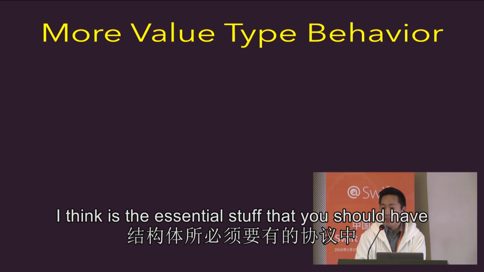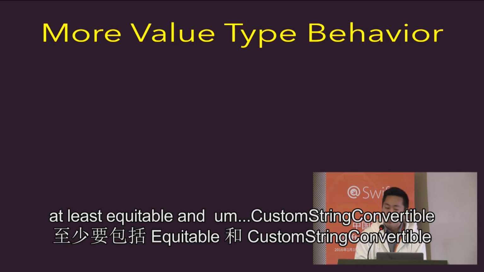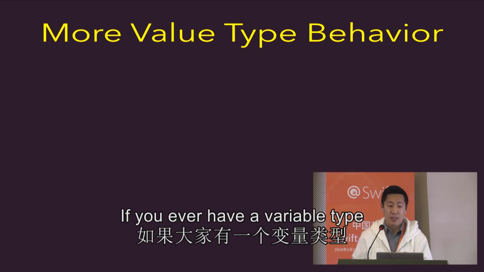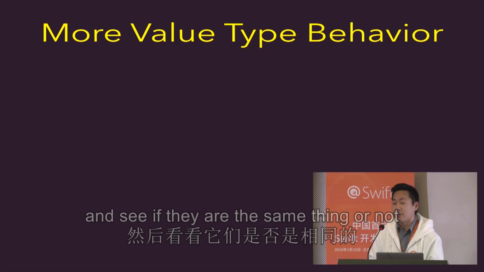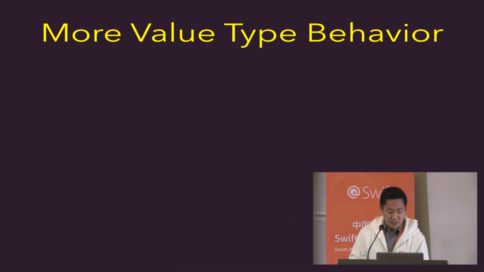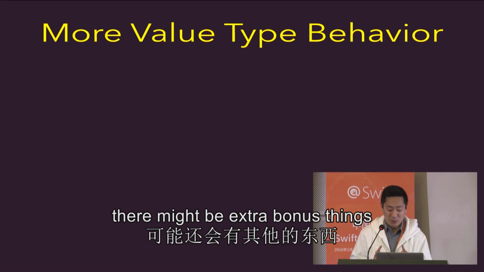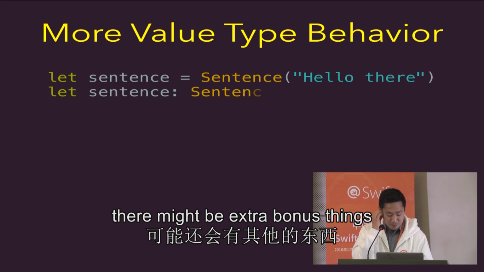So that, I think, is the essential stuff that you should have, at least Equatable and CustomStringConvertible. If you ever have a value type, it's always good to have those, because if it's a value, you should be able to compare them and see if they're the same thing or not. And then depending on what your type is, there might be some extra bonus things.